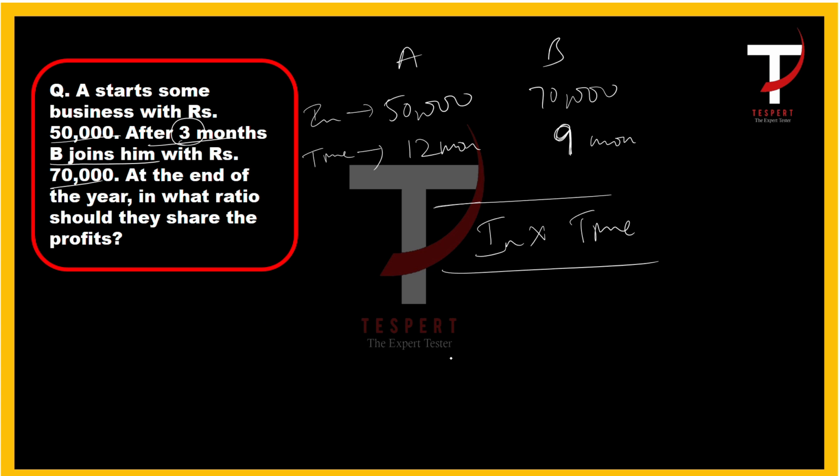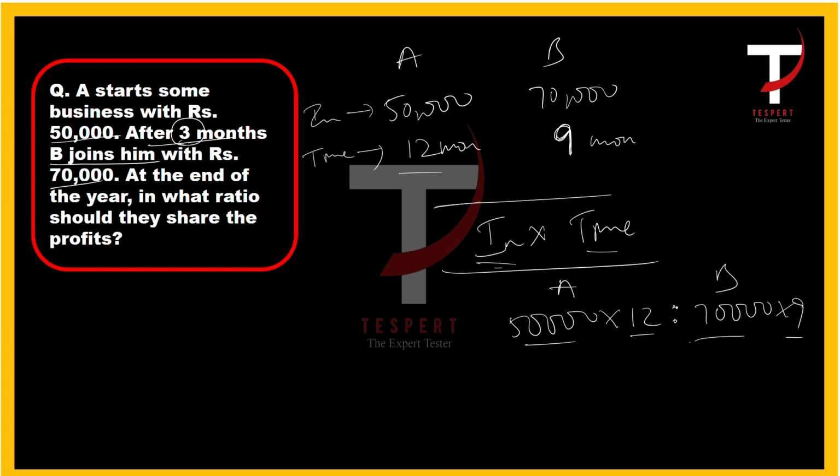The ratio of time periods is 12:9, right? So just multiply 50,000 into 12 and 70,000 into 9. So we are just multiplying investment of A with the time period of A, investment of B and time period of B. This is for A and this is for B, and the ratio would be 20:21. So at the end of the year, in this ratio, the profits must be shared, right?